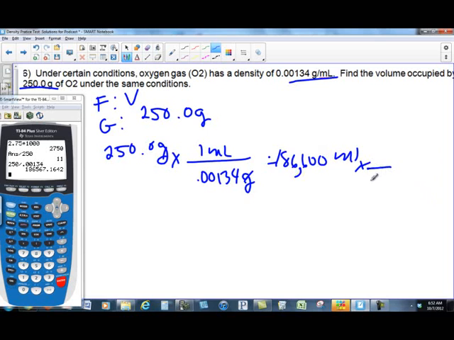represented as liters, because that's a big number, right? So what I know is, you wouldn't have to do this on a test, but 1,000 milliliters is 1 liter. And when I divide those, I'm going to move the decimal place 3 places, and I end up with 186.6 liters.